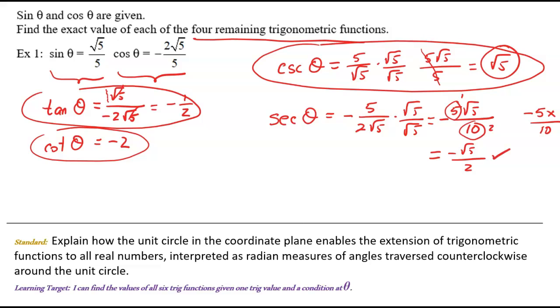Final answer for secant. So I have found, I was given 2 trig values, I found the other 4. So secant is negative root 5 over 2. Okay? So now that really takes us into kind of where we want to go with the lesson. Okay, so if you can do what we just did, that's kind of the majority of the problem, but there's this new component.